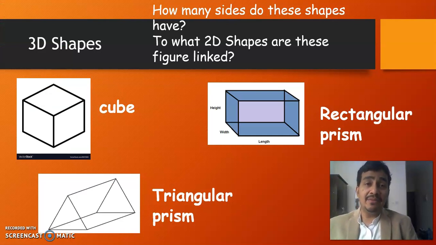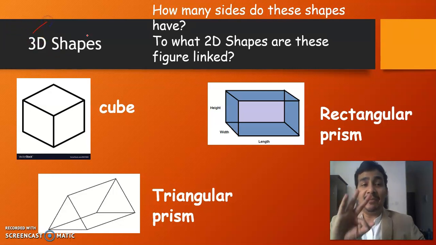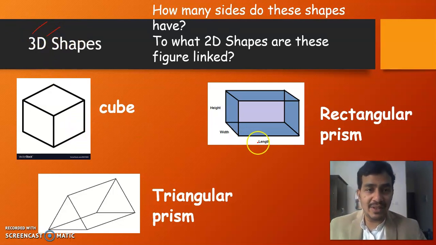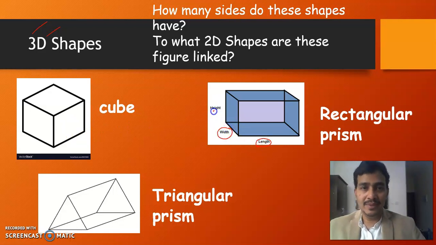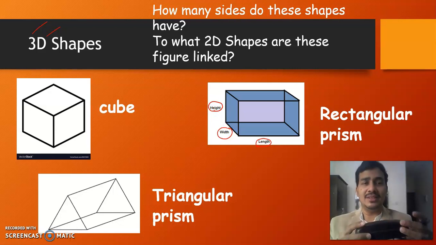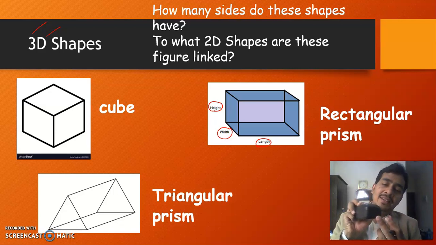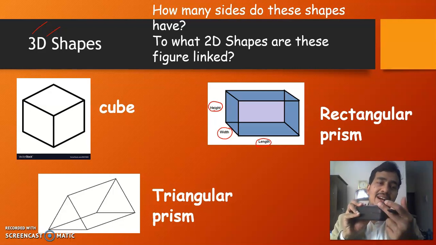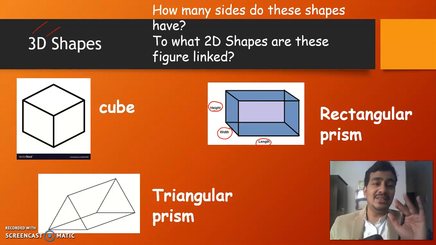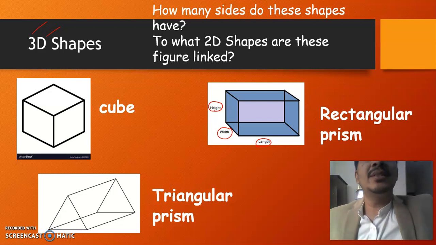So 3D shapes, we have many shapes in 3D. What do you mean by 3D? 3 means 3 dimensions, D means dimension. Something which has length, width and a height is called a 3D object. For example, this is a 3D object. It has a length, a width, and this height. It has 3 dimensions. This is 3D.